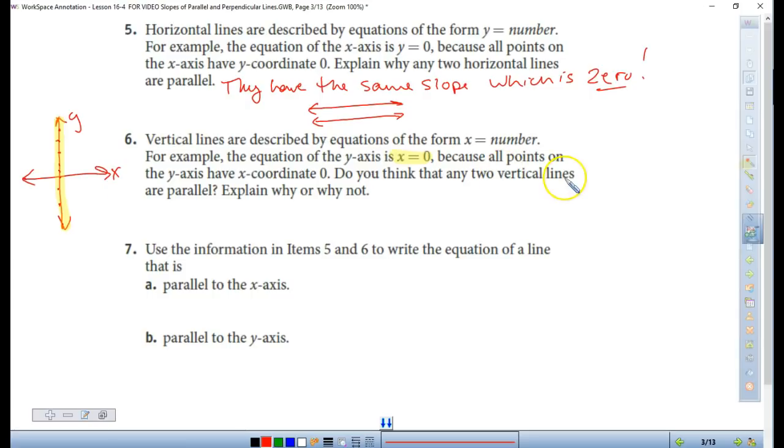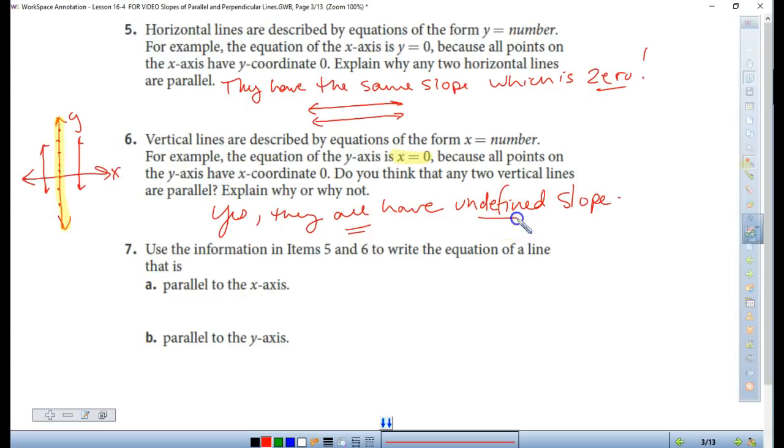Do you think that any two vertical lines are parallel? Yes. What kind of slope do vertical lines have? This one, and this one, and all vertical lines have undefined slope. But they all have it. So if it's the same, then they're parallel.